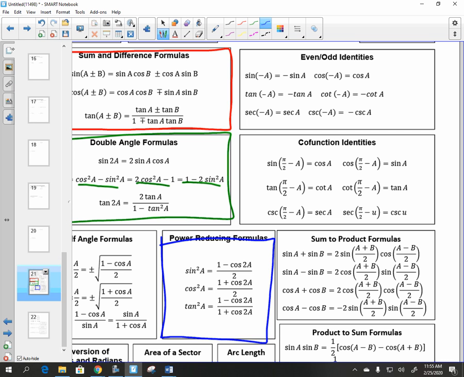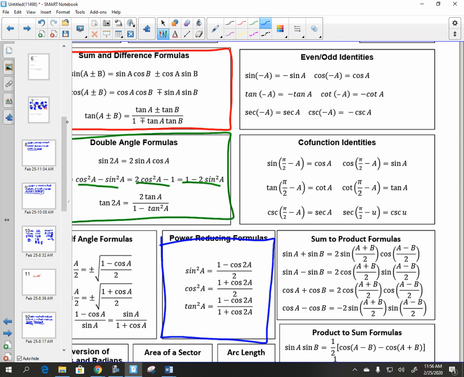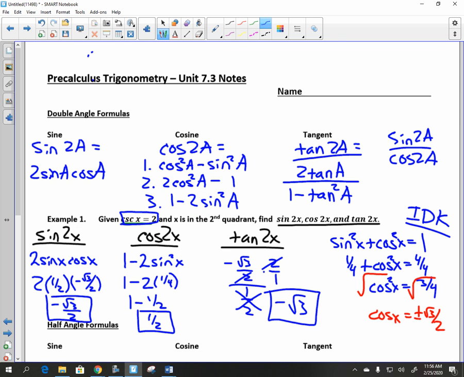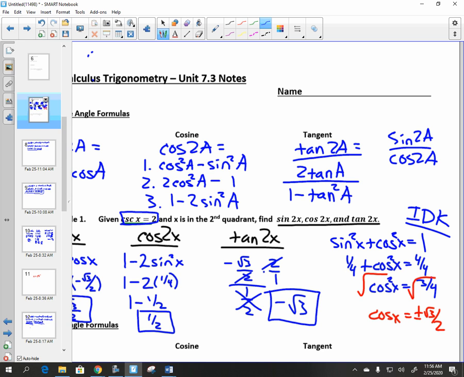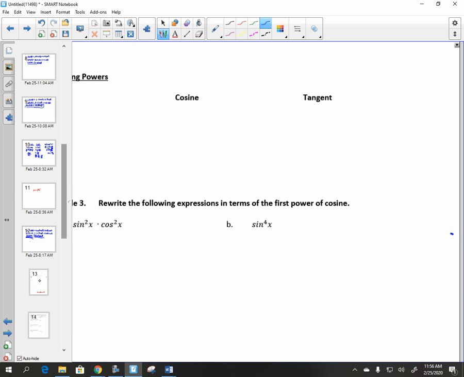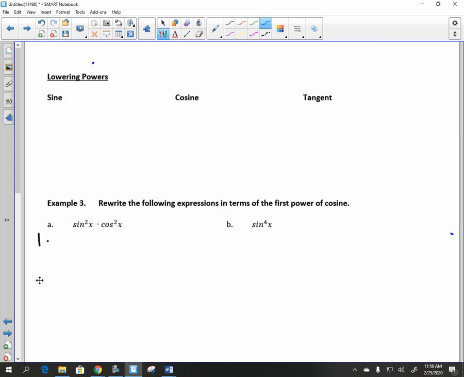So power reducing formulas. Very useful in calculus to know power reducing formulas. Not as much calculus 1, but definitely in calculus 2. Sometimes people have this idea that your calculus 2 professor will actually review all the trig with you. No. Grab this sheet, make sure you take it with you in college so you know what to do, okay? It's a good thing to hang on to this sheet.